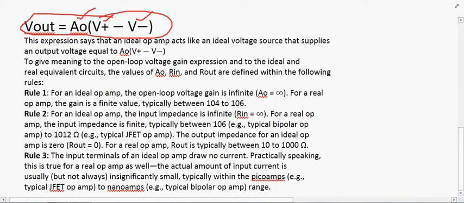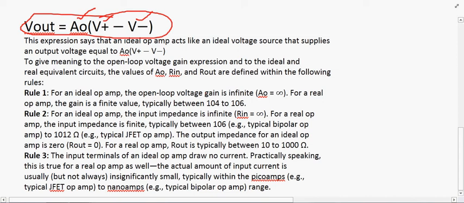This expression says that an ideal op-amp acts like an ideal voltage source that supplies an output voltage equal to A naught (V plus minus V minus). It follows three rules. The first one is, for an ideal op-amp, the open loop voltage gain is infinite. That means even if you are not applying any input, it will supply infinite output. I know this is not possible practically, but just assume that it is.